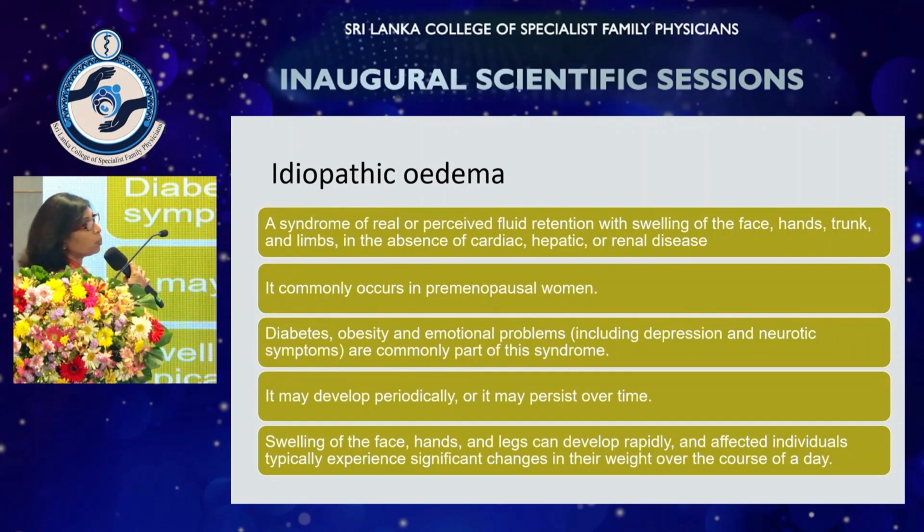Here, it is a syndrome of real low perceived fluid retention with swelling of the face, hands, trunk and limbs, in the absence of cardiac, hepatic or renal diseases. It commonly occurs in premenopausal women. Diabetes, obesity and emotional problems including depression and neurotic symptoms are commonly part of this syndrome. It may develop periodically or it may persist over time. Swelling of the face, hands and legs can develop rapidly, and affected individuals typically experience significant changes in their weight over the course of the day.